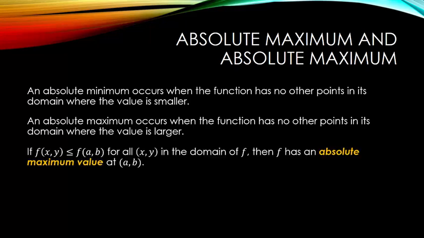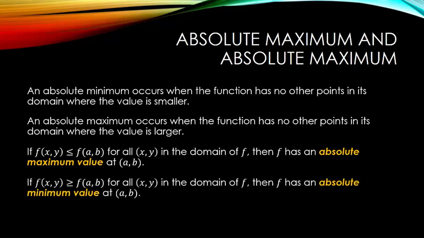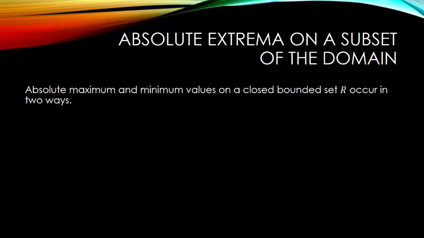larger. If f of x,y is less than or equal to f of a,b for all x,y in the domain of f, then f has an absolute maximum at the point a,b. If f of x,y is greater than or equal to f of a,b for all x,y in the domain of f, then f has an absolute minimum value at the point a,b.